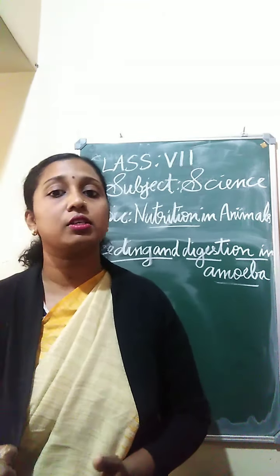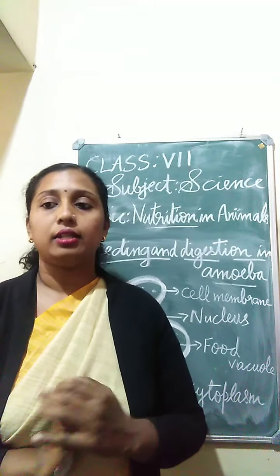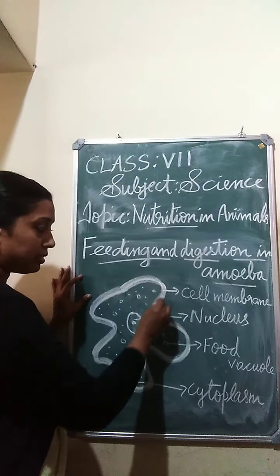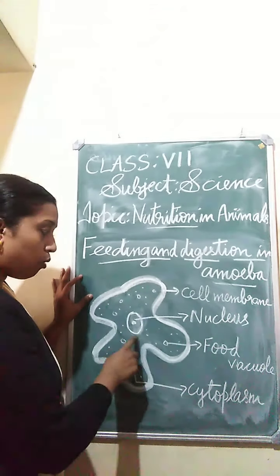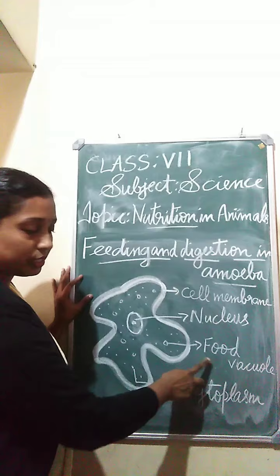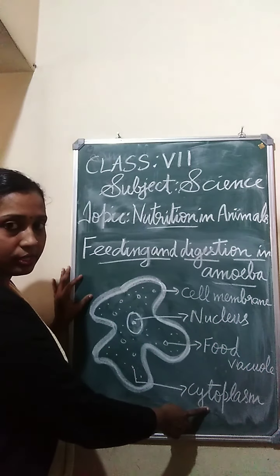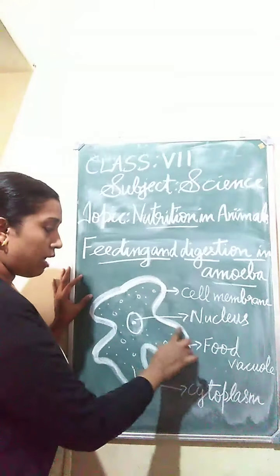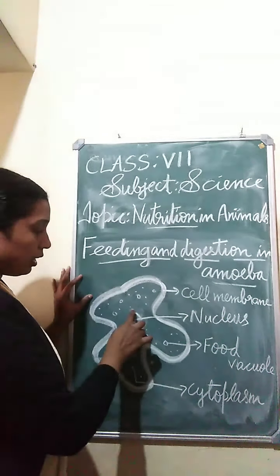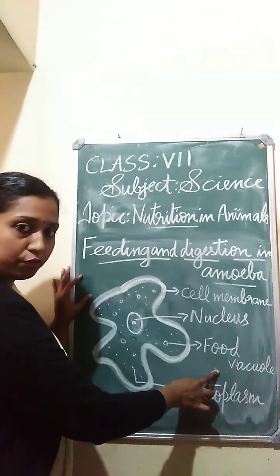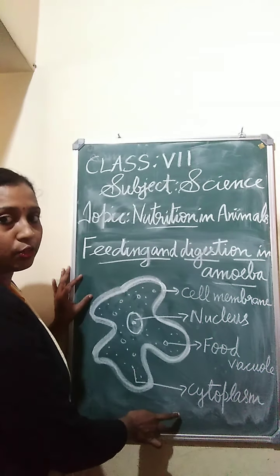The amoeba has a cell membrane, a round nucleus and small bubble-like structures called food vacuoles in the cytoplasm. So this is the basic structure of amoeba.